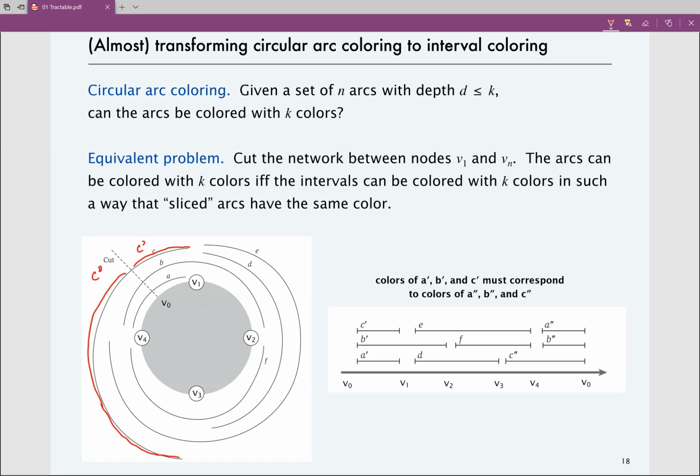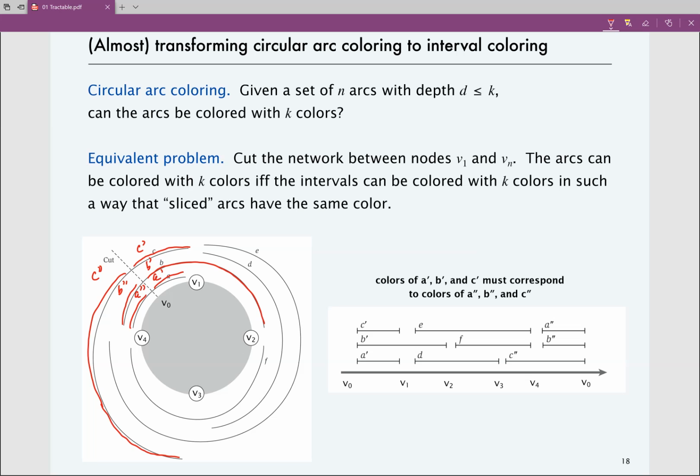Likewise, this B interval over here also crosses the cut, so we're going to split this into two parts. We're going to call one part B prime and the other part B double prime. And then the A interval also crosses the cut, right? So we're going to split this and call the two parts A prime and A double prime.